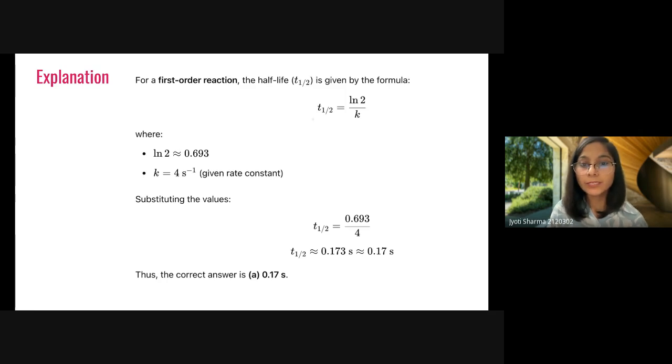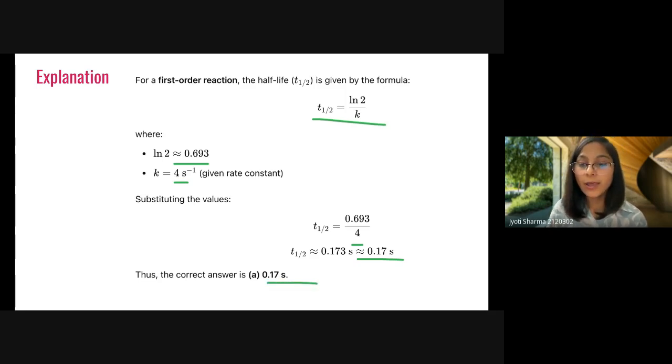Okay, so the half-life is equal to natural log of 2 upon k. Natural log of 2 is equal to 0.693. k is given, that is 4 per second. If we substitute the value, then half-life will be equal to 0.693 upon 4, and this will be equal to 0.17 second. Okay, so your answer A is the correct one.